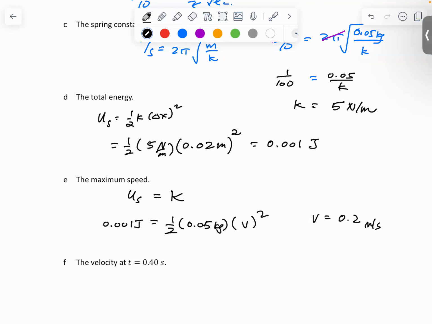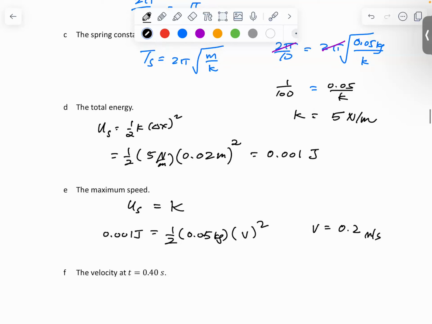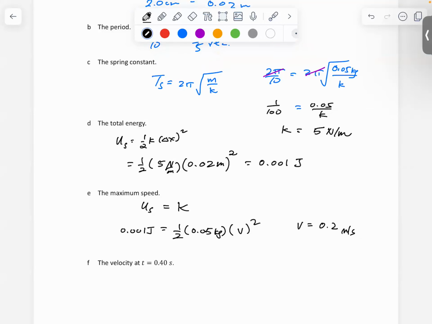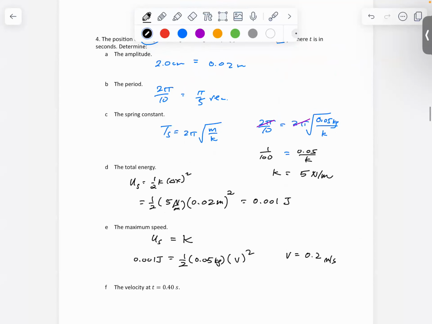Now part F is the challenge right here. Okay, so we're saying, hey, your math is pretty good. So what if I want to ask you, what's the velocity at 0.4 seconds, right? 0.4 seconds. What's the velocity at that time? What can we do to find out the velocity at that time?